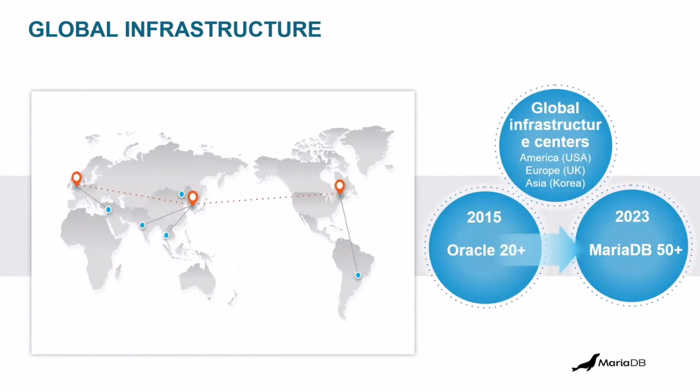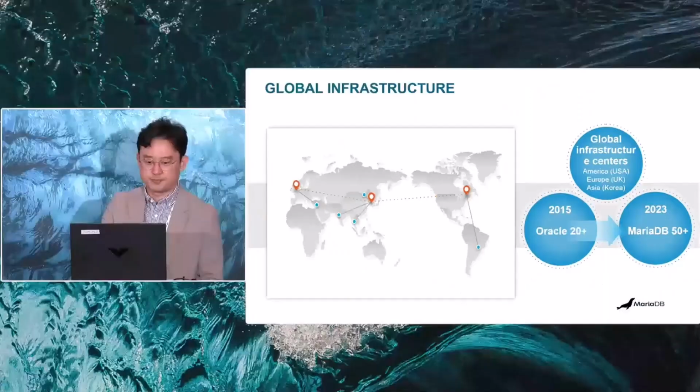In this chapter, I will introduce the current status of RDB in operation. As you can see, Oracle DB was the main RDB in 2015. After many changes, MariaDB currently operates about 50 services in 3 regions. For major data, real-time data synchronization is being conducted across 3 regions.